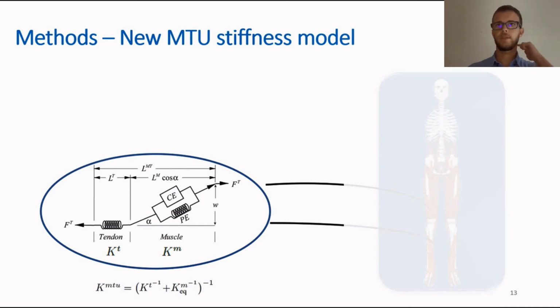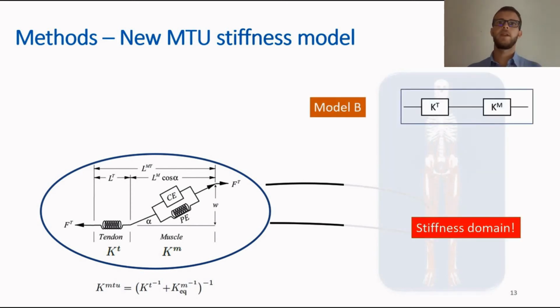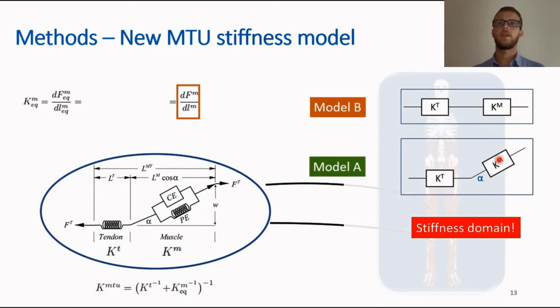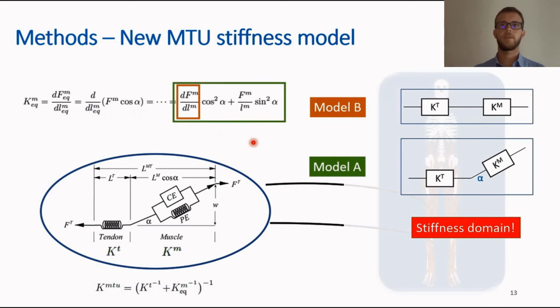The original MTU stiffness model, let's call it Model B, did not account for the pennation angle when computing the muscle fiber's equivalent stiffness along the tendon's line of action. Please note that in this diagram we are looking at the stiffness domain, because in the force domain, the standard Hill-type muscle model already includes the pennation angle for the muscle force projection, but the pennation angle has not been included when computing stiffness. When we do include it in the model, we obtain what we called Model A, and the equation of the equivalent stiffness gains a few terms to account for the pennation angle.